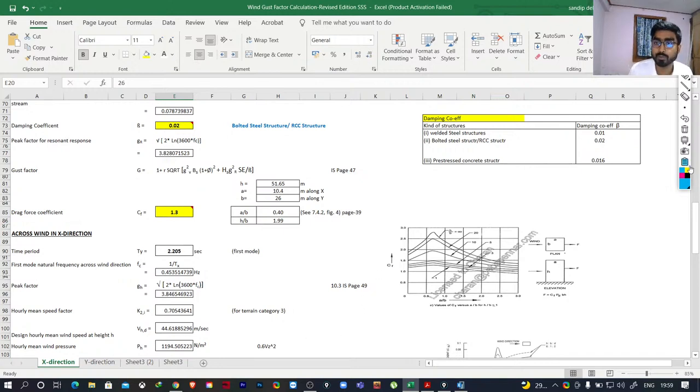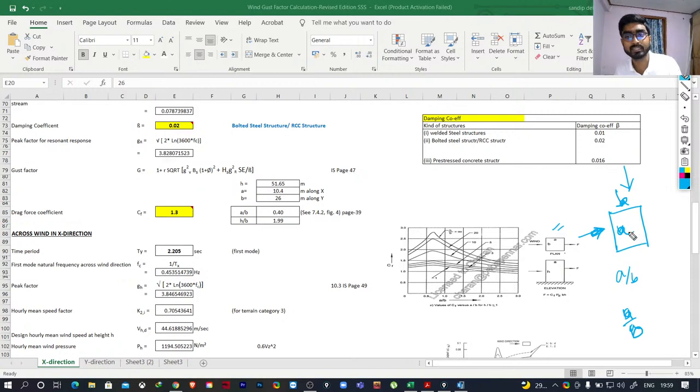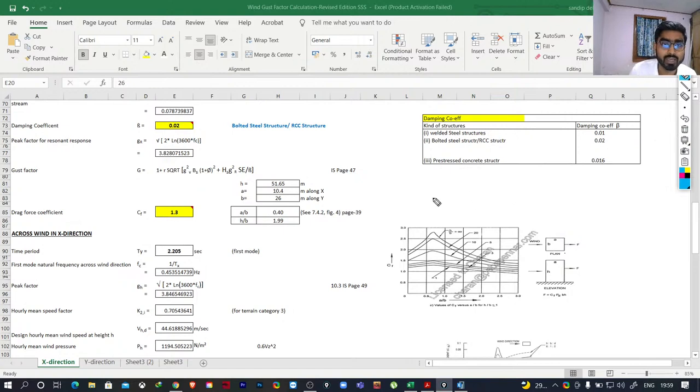Okay, so suppose you can see the drawing. Suppose this is my structure and the wind is coming from here. This is B, this is A. In that case, it will be A by B. In the different case, if the wind is coming from here, it will be B by A. Otherwise, you can keep it A by B, but you need to change the position of A. It will be A then, and it will be B in case of the wind coming from this direction. So in two cases we need to find out A by B and B by A for two directions.